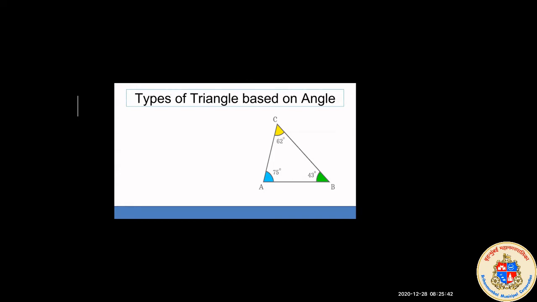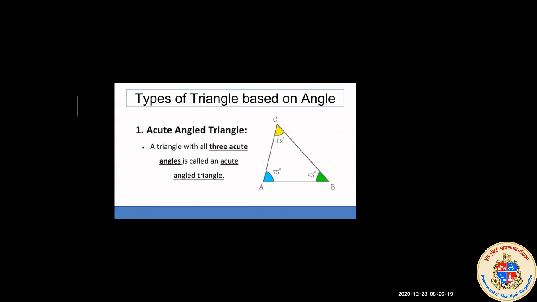We have angle A, angle B, and angle C. The measurement of angle A is clearly given, that is 75 degree. The measurement of angle B is 43 degree, and the measurement of angle C is 62 degree. By observing these angles, can you tell me whether all the angles are acute angles? Yes, all the angles are acute angles. No angle is 90 degree, or bigger than 90 degree, which would be an obtuse angle. So all angles are acute angles only.